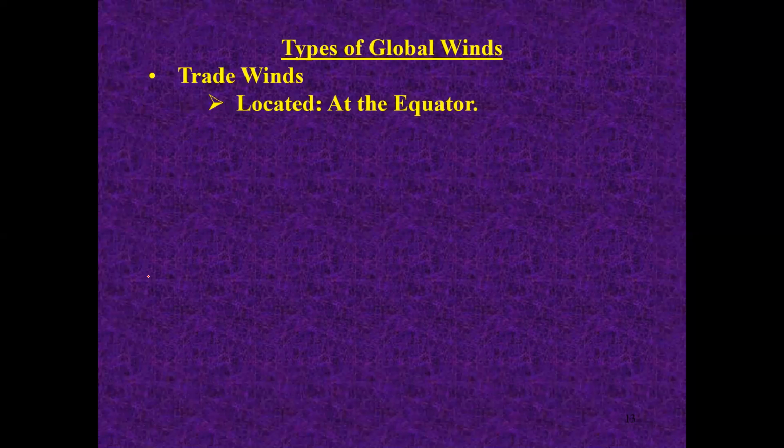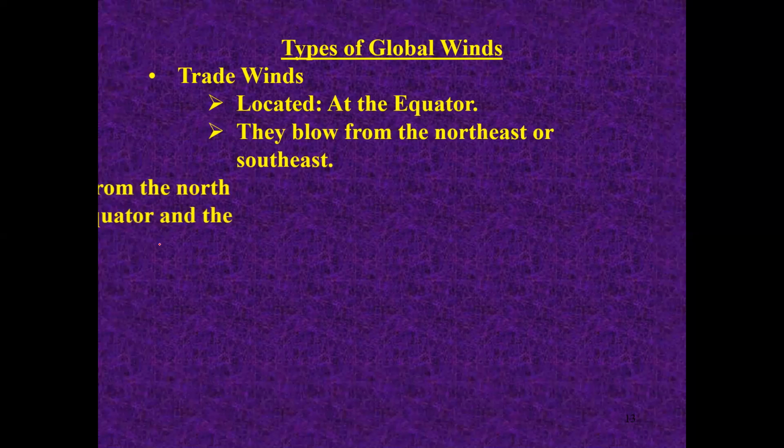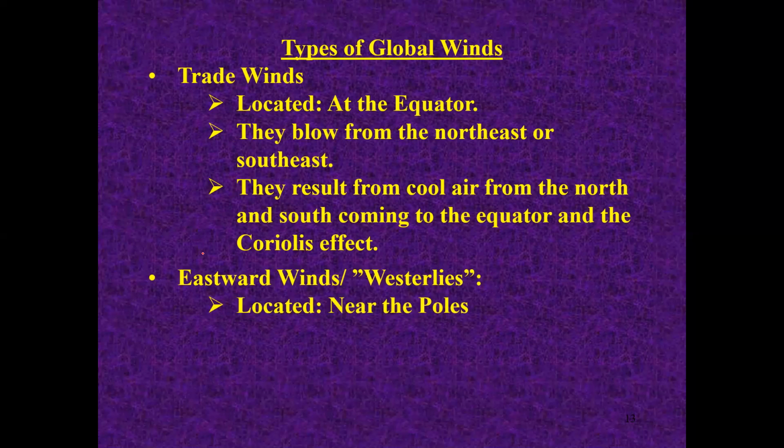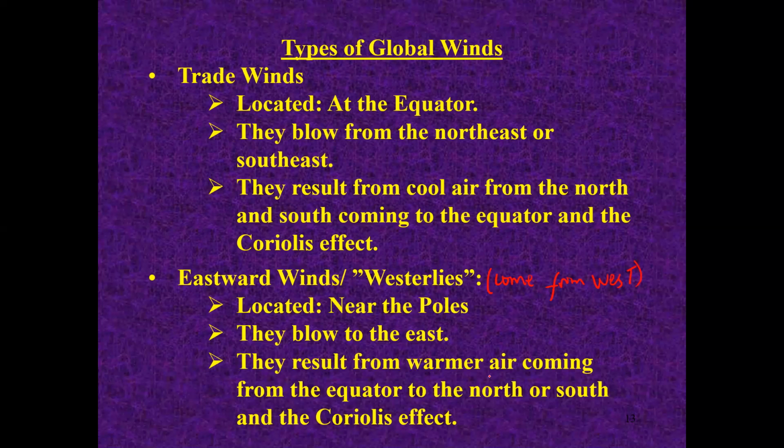Types of winds. We have trade winds located at the equator. They blow from the northeast or southeast. They result from cool air from the north and south coming to the equator and the Coriolis effect. Now we get the westerlies, located near the poles. They blow to the east, so they come from the west. They result from warmer air coming from the equator to the north and south, and the Coriolis effect.